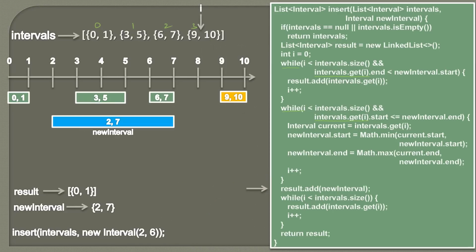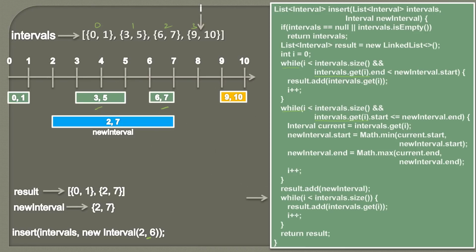So here you can see that before adding 9, 10 into the result list, we have to also insert 2, 7, which is our merged interval, into the result, which is actually merging 2, 6, which was our new interval, with 3, 5 and 6, 7. So after these 3 intervals merge, we get 2, 7. So this is one important step. We have to add this new interval into the result. So it will become like this.